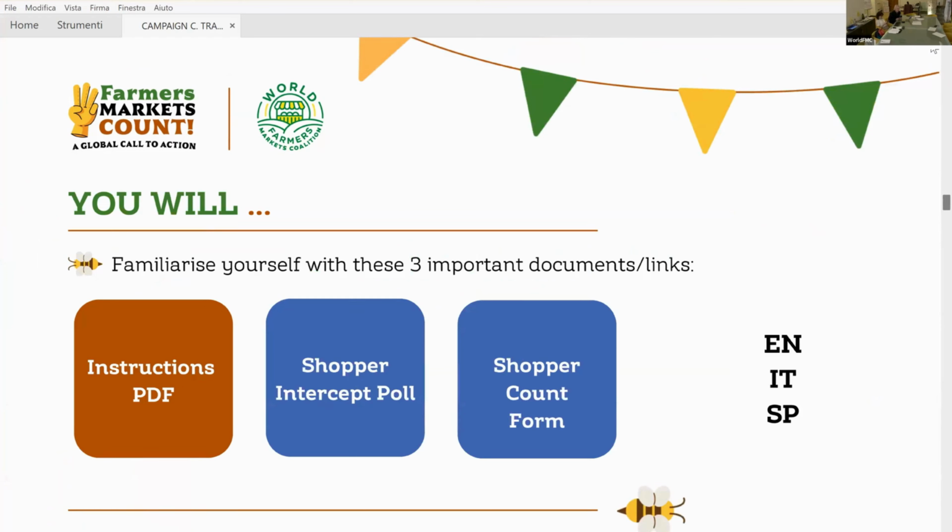Unlike in the first two stages where we had lots of paper, you may remember you printed out a PDF and then you had to add the information and then input it onto the computer. For the shoppers, we can be a little bit simpler. What you will have is the instructions on a PDF, which you'll have the link for, and then you'll be inputting the two different polls that you'll be doing. One is the shopper count. So when you're actually counting the number of shoppers, you'll use a link and sign into that form.